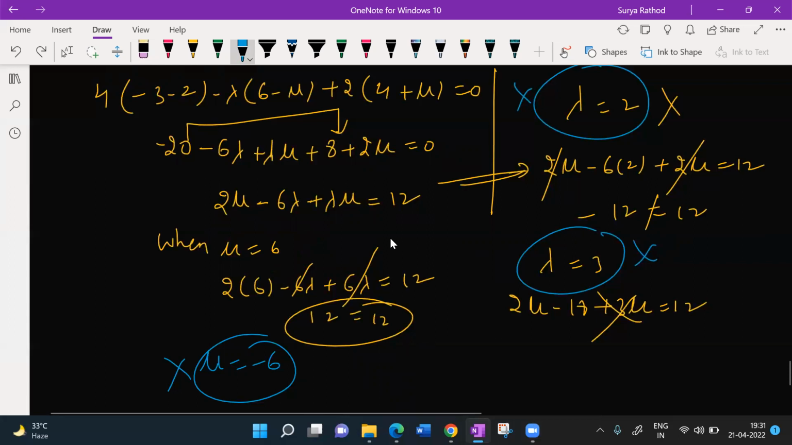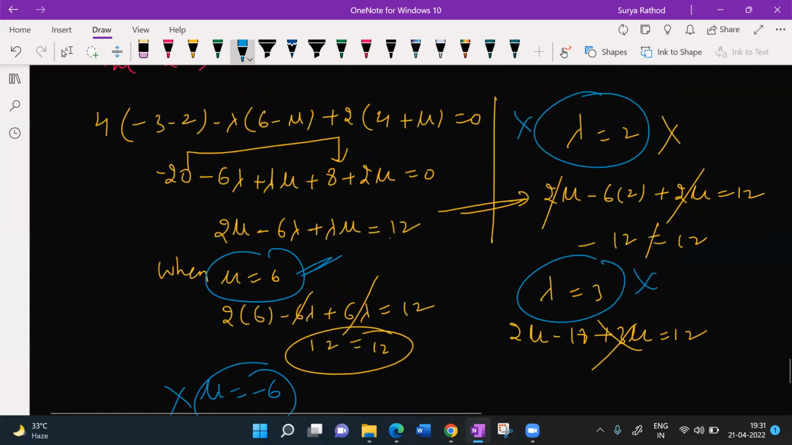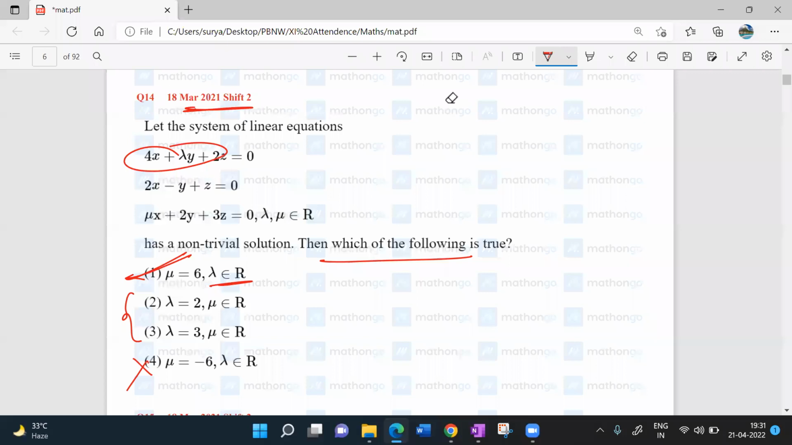Any doubts? Children, any doubts? See, I should get a response from your side, whether you guys are understanding or not. We have to rush somewhat. Why? Because we are solving previous year questions. All this concept has been already done. Okay, the 2021 paper we are solving. Next question.